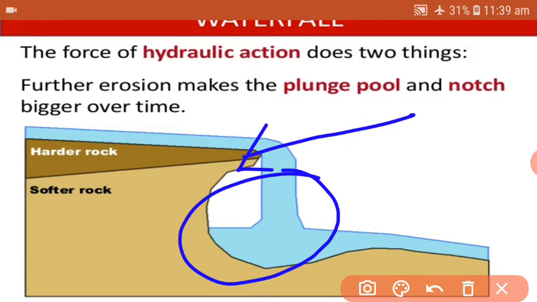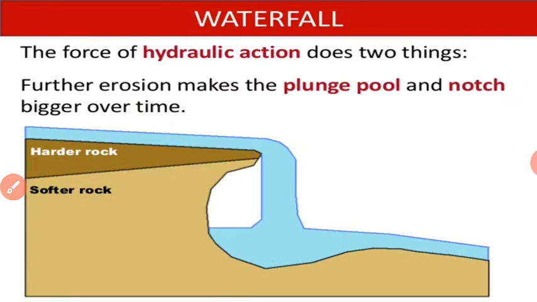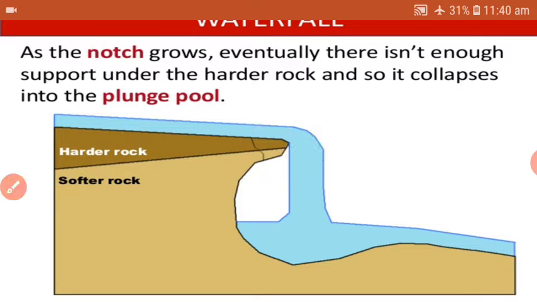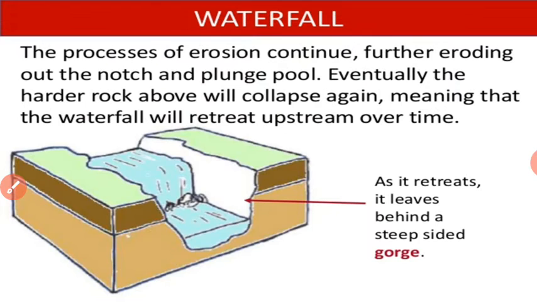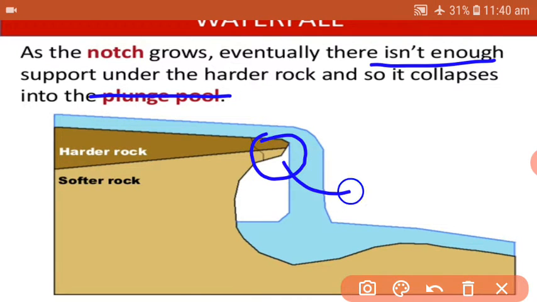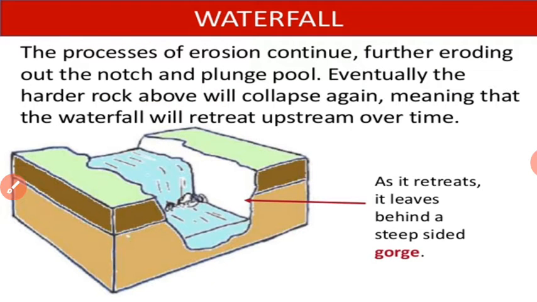Now the question arises about this base: would it be able to sustain or not? In the next picture you will find that there is a crack, you will see it more closely. It means that this part is now not able to bear the flow of the river, and over a period of time what happens? As the notch grows, eventually there isn't enough support under the harder rock. Now there is no support under the harder rock, and so it collapses into the plunge pool. So now it collapses into the plunge pool, and the scenario would be something like this.